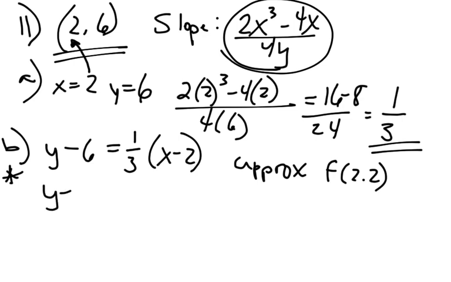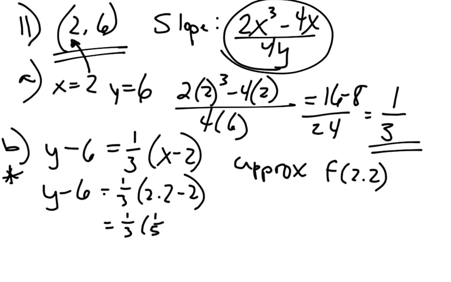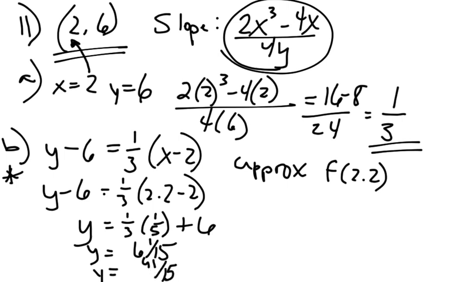That just means I'm going to plug in 2.2 for x and find y. So this is going to be 2.2 minus 2 is 0.2. 2/10 is the same thing as 1/5, so this is 1/3 times 1/5 equals y minus 6. I could add that 6 to both sides, so that's 6 plus 1/15, which would be 6 1/15. As an improper fraction, that would be y equals 91/15.